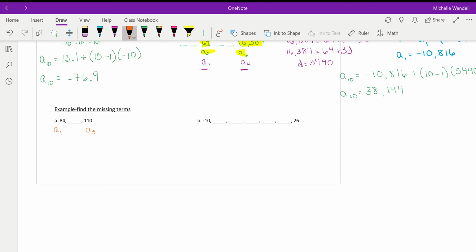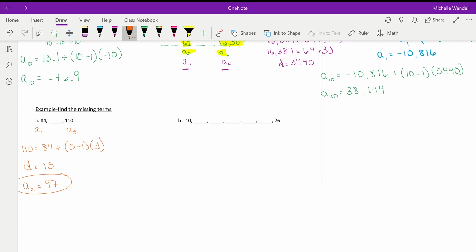So what I can do is plug it into the formula that I know. I have 110 equals a sub 1, which is 84, plus n, which is 3 in this case because I have 3 terms, minus 1 times my difference. Solve all that, you get a difference of 13. And then I can say, okay, well, that means 84 plus 13 would give me my second term, which is 97. So your second term is 97. Not so bad when there's only one missing term.